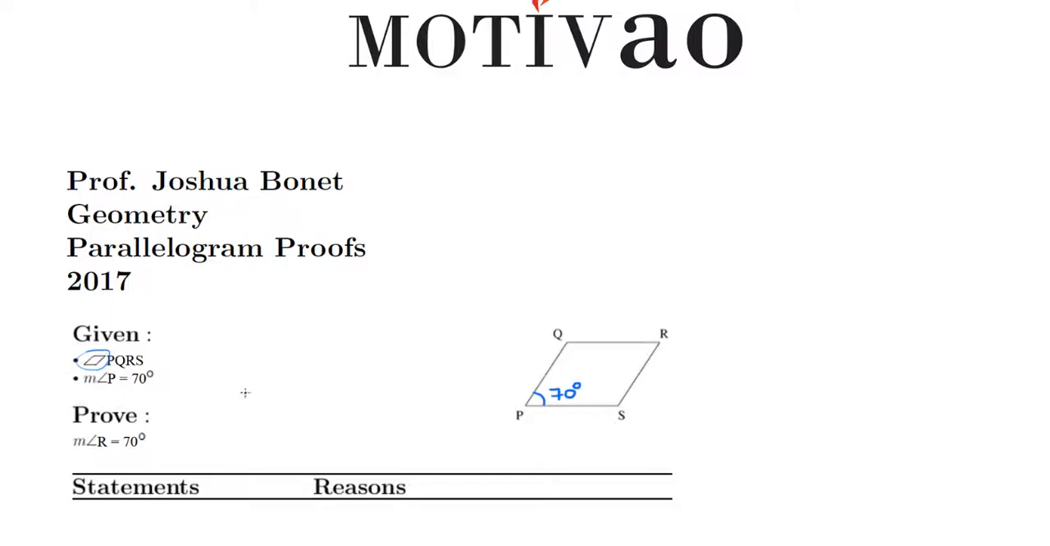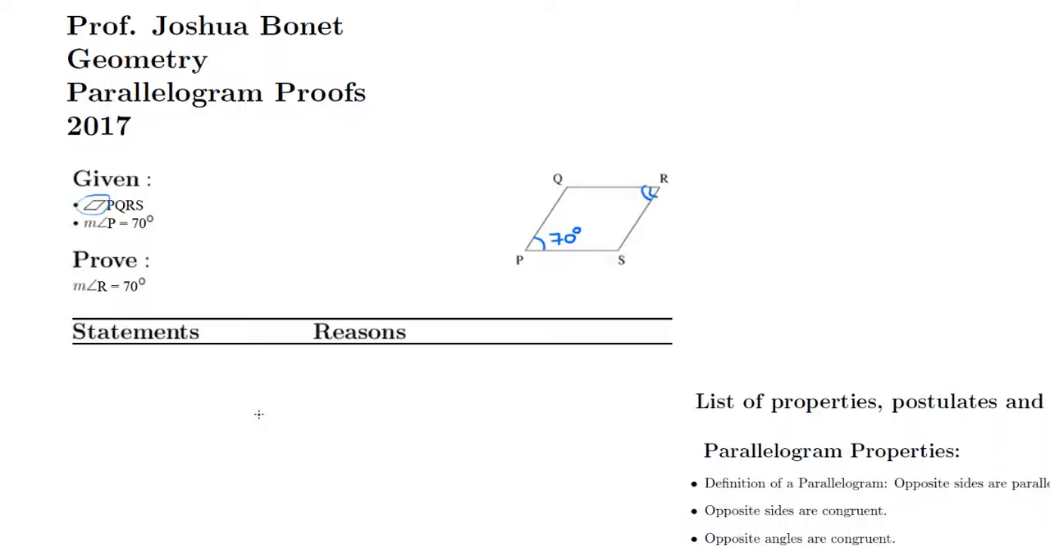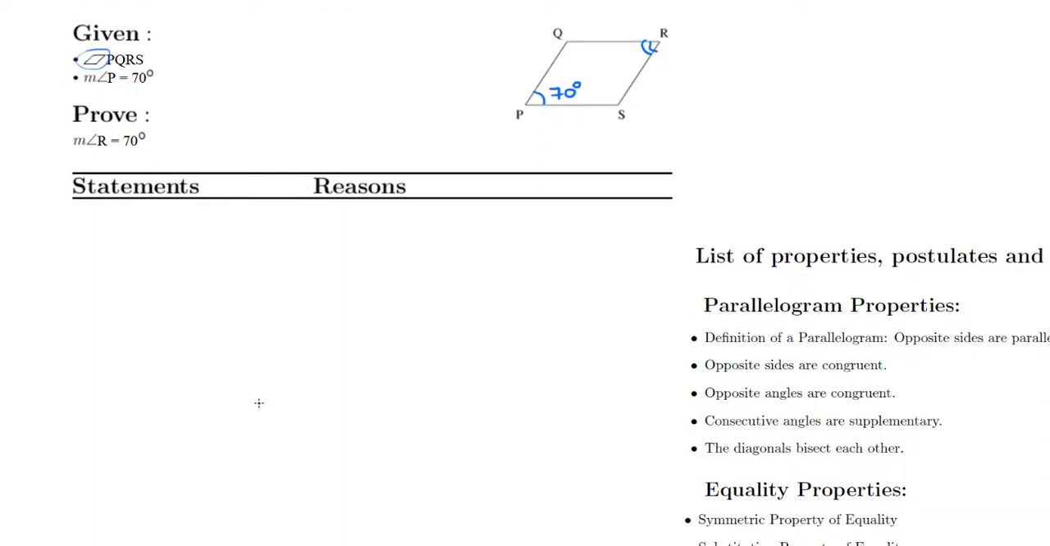degrees. What we want to prove, and this is very important to understand, is where am I going? Where am I heading? I want to prove that this measure right here, that we don't know yet, is also 70 degrees. So how do I start this? Well, the first thing you want to do is have a very clear understanding of what properties are out there that you might need.